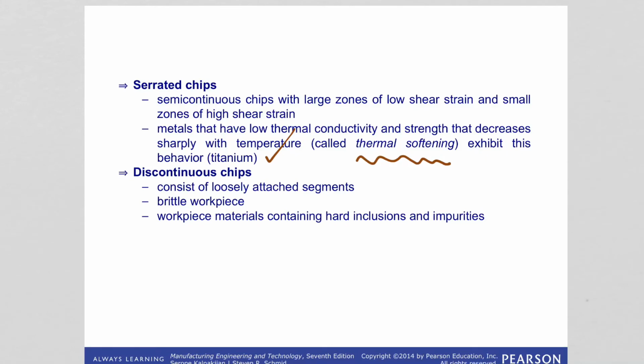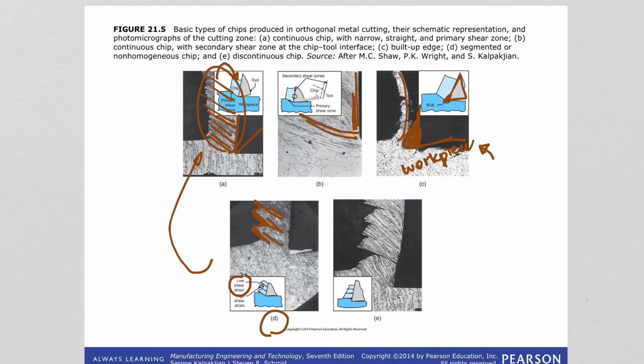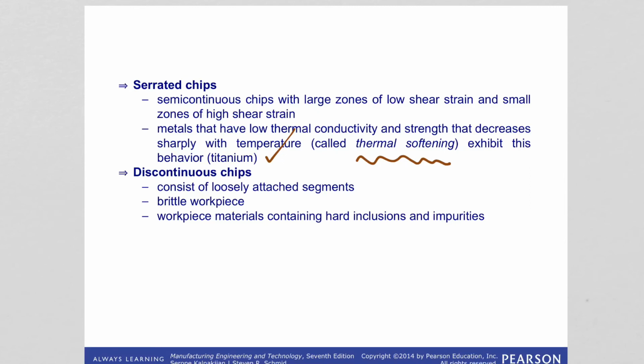And the last one is discontinuous chips. And as you look at the image, you understand, right? The chips are discontinuous, like this. You can see. So here is your tool coming here and removing the surface. And usually, by definition, this consists of loosely attached segments, and we have seen this in the image.